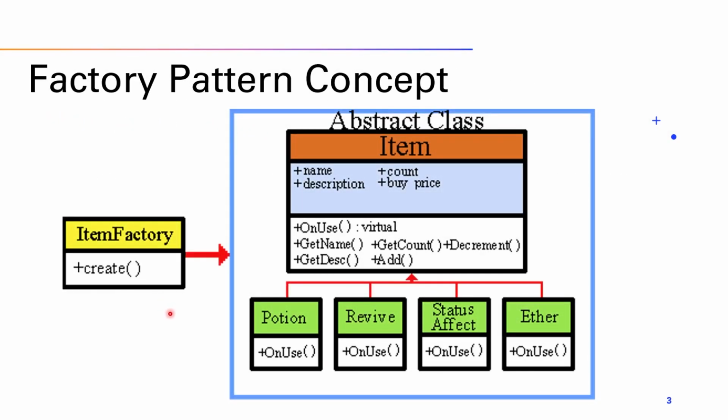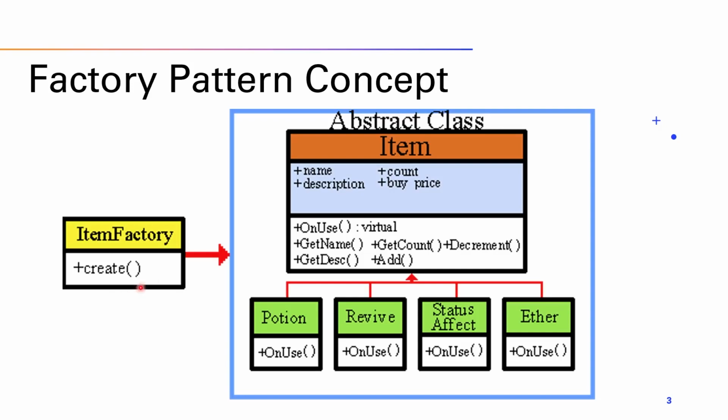So as you can see here, the item factory is used to create the object and return a pointer to this abstract class. Inside the factory, we will determine the type of the concrete class that we want to implement. The concrete class will be a child of one of our abstract classes, so it will be a child of item or equipment. Inside of the factory, we'll have a function called create, or create item, create equipment.